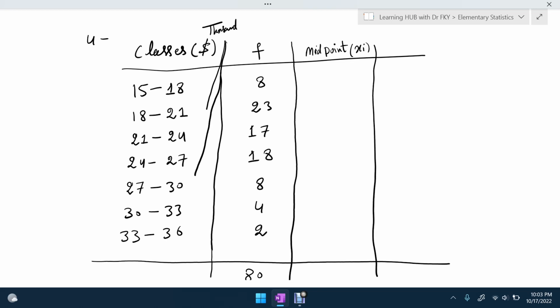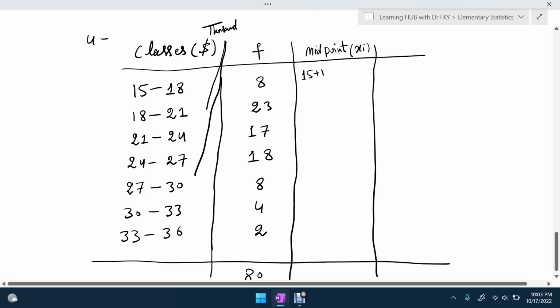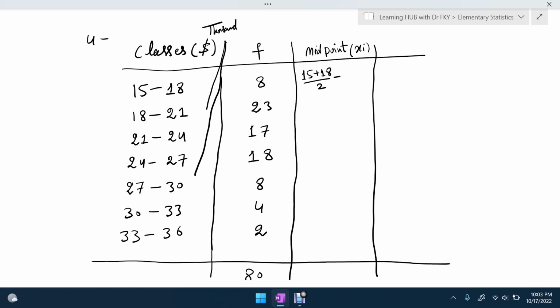Midpoint means, and there are different ways, but in this case you need to add the lower limits of two consecutive classes and divide by 2. This means you calculate the average of the two lower limits of consecutive classes. So in this case, this should be 15 plus 18 divided by 2.